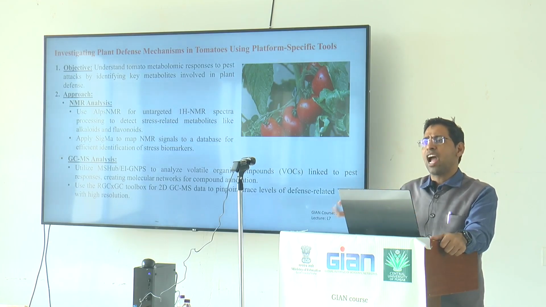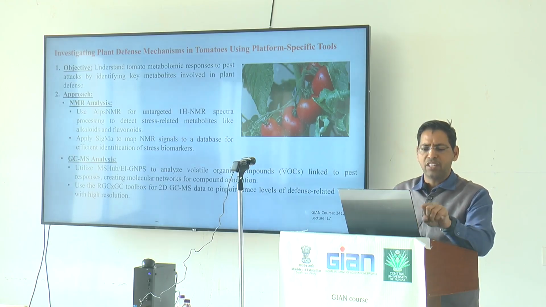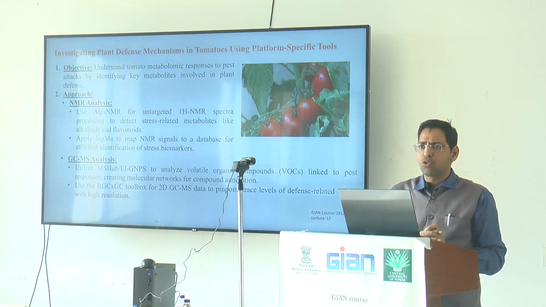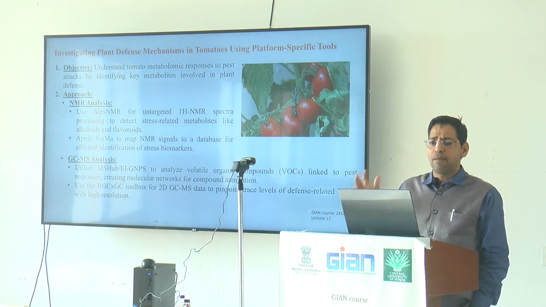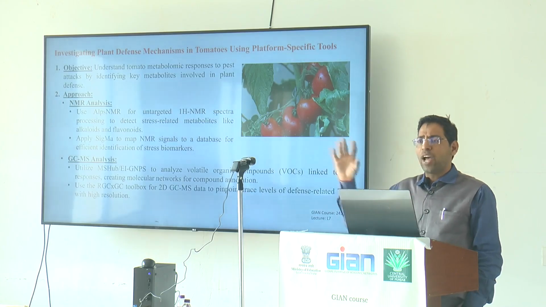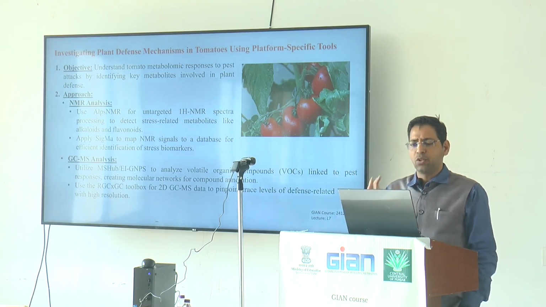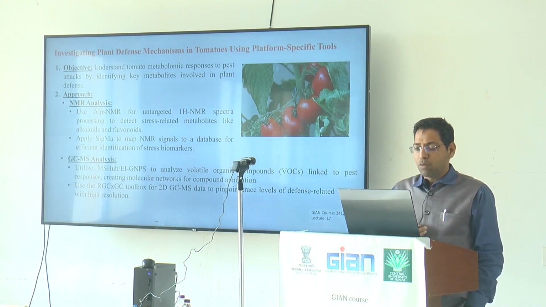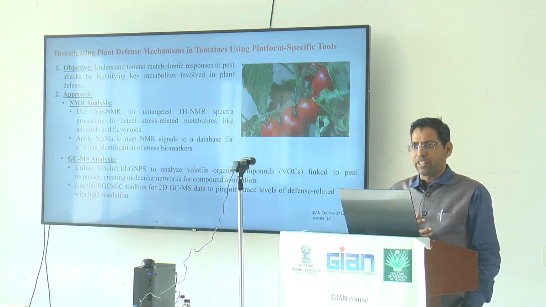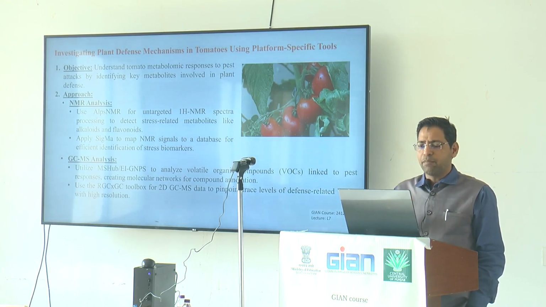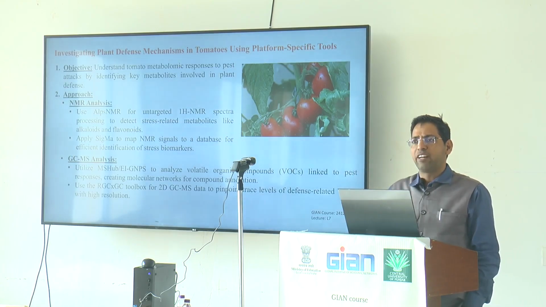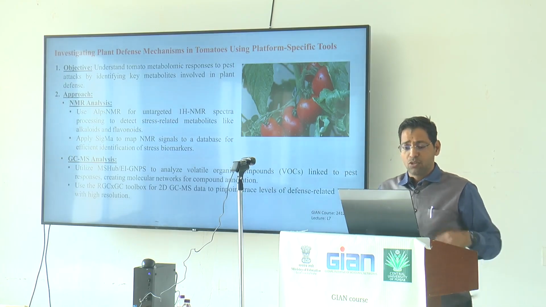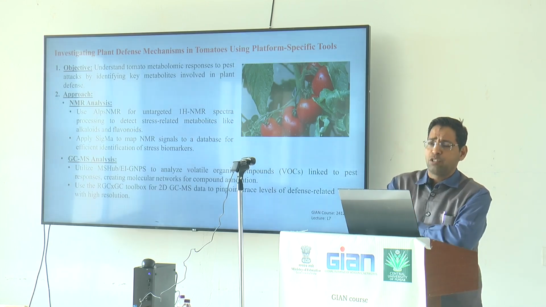The second, we have to move from this NMR analysis to the GCMS analysis. So for GCMS analysis, we utilize the MS Hub EIGPS to analyze the volatile components linked to the pest response, creating the molecular network for the compound annotations, and use the RGC plus GC toolbox for the 2D GCMS to pinpoint and track down a particular defense-related volatile organic component, with very good resolution basically.